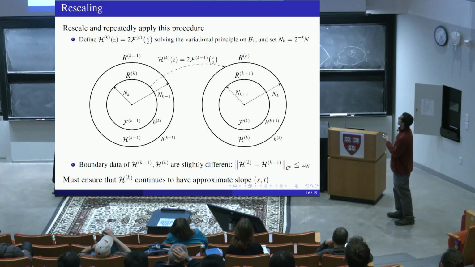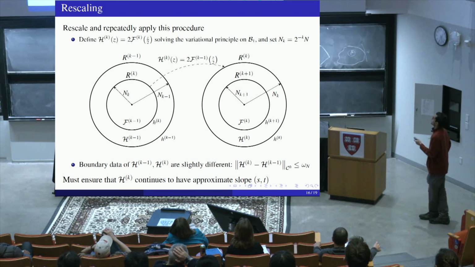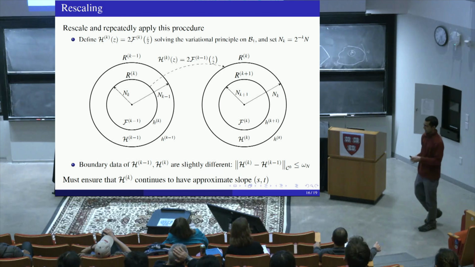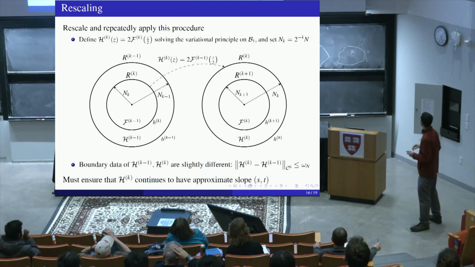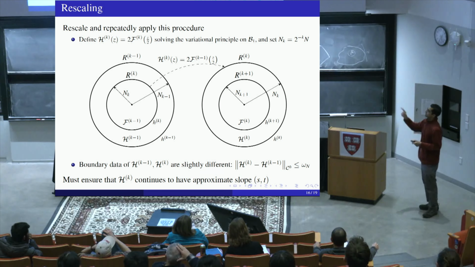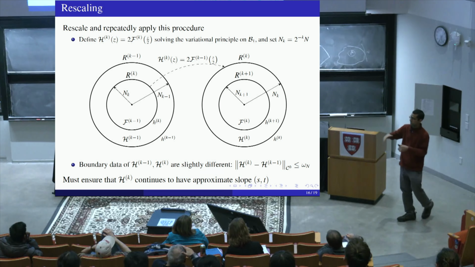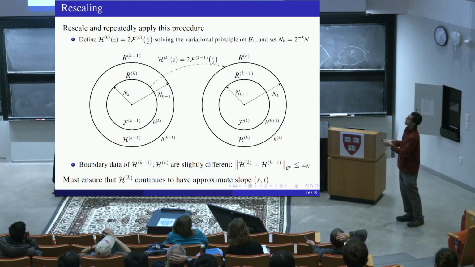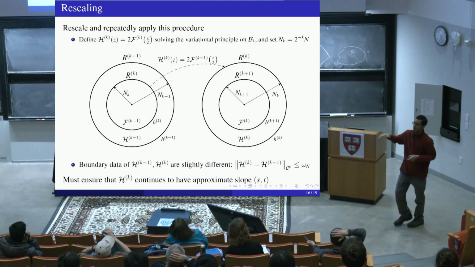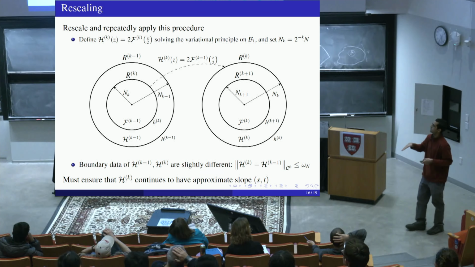They're off by omega n of k, or n over 2 to the k, or something like that. So the boundary conditions are slightly different, and I have to make sure that this doesn't mess things up. The way you make sense of that is you need to make sure that the gradient doesn't change when I keep making my scale smaller and smaller. I need to make sure that the flatness, the gradient of my limit shape around the origin, doesn't change too much as I go deeper and deeper down.